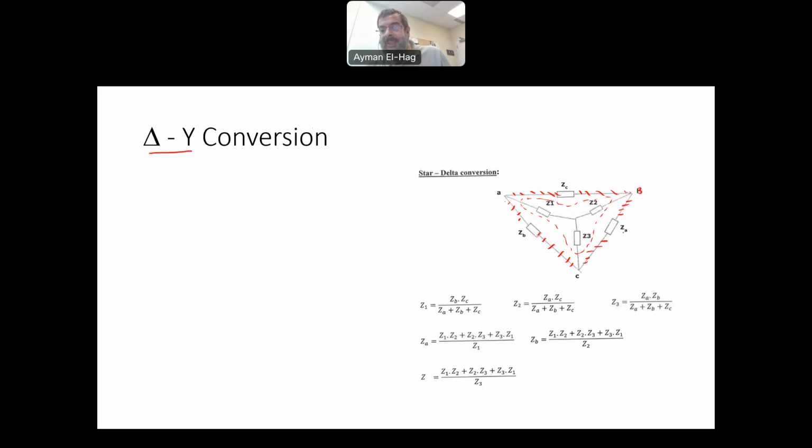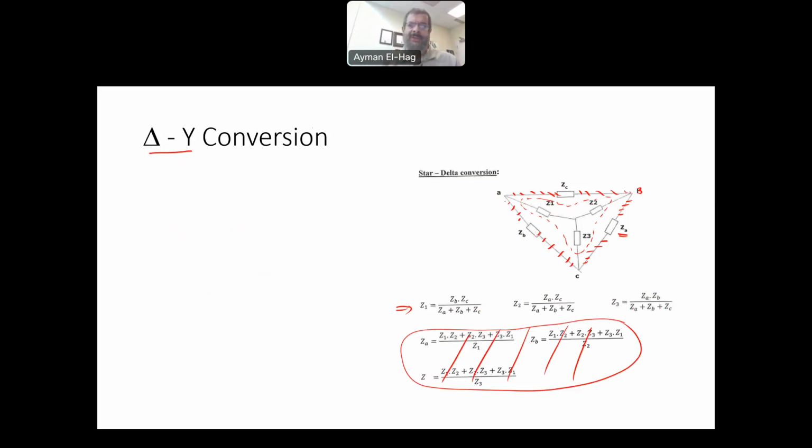Z2 is the multiplication of ZA and ZC divided by the summation of the three resistors. Z3 is equal to ZA times ZB divided by the summation of the three resistors. Now, these formulas are if you want to do the opposite, meaning going from Y to delta. As I said, there is no need to work on those. These will be sufficient. And these formulas are given in the exam, so you don't need to memorize them.